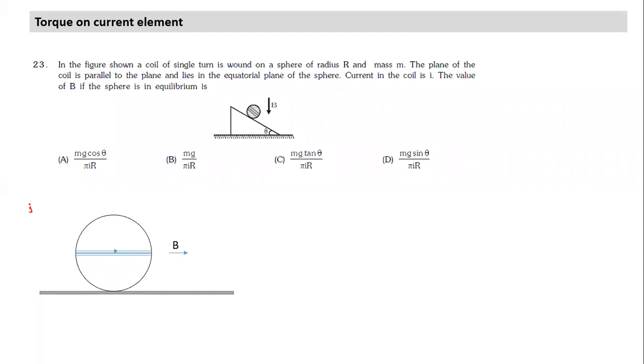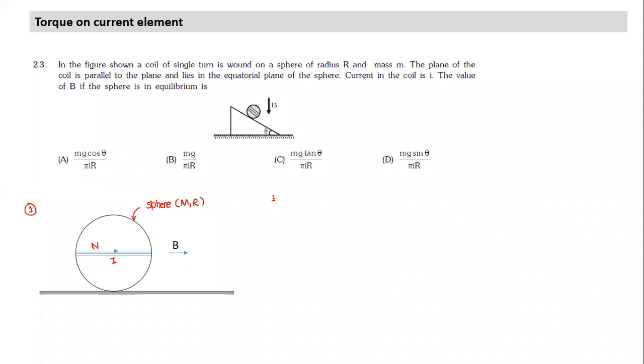What is the question? Let's assume this is a sphere, and on this sphere, whose mass is m and radius is r, we have wound a coil. The coils are wound in a horizontal plane, and current I is flowing, and n number of turns are there. Okay, and this surface is rough, so we'll take two cases one by one.